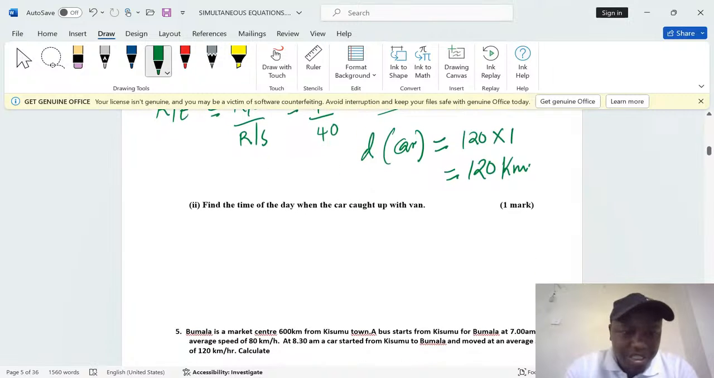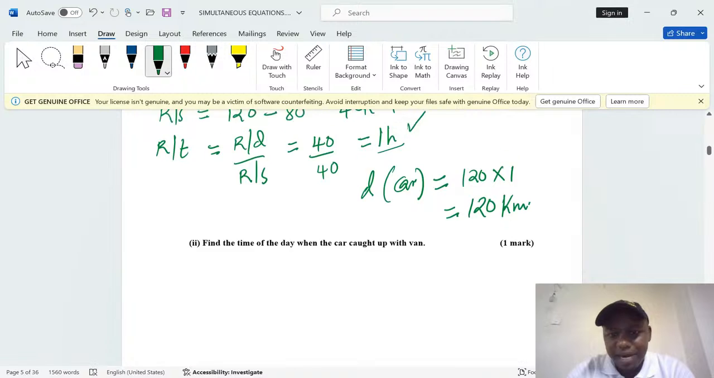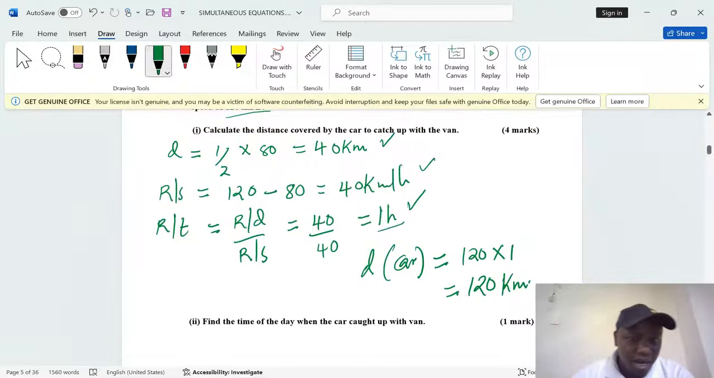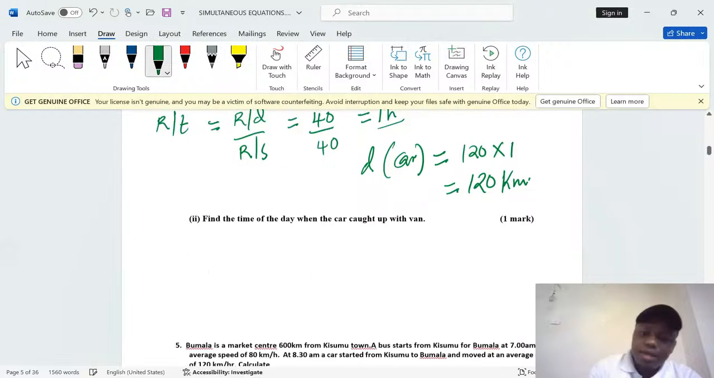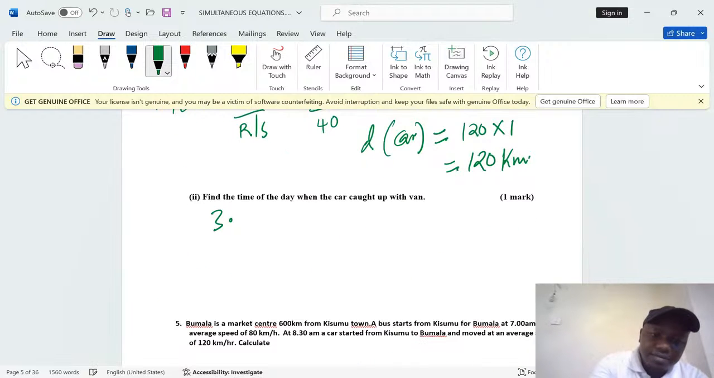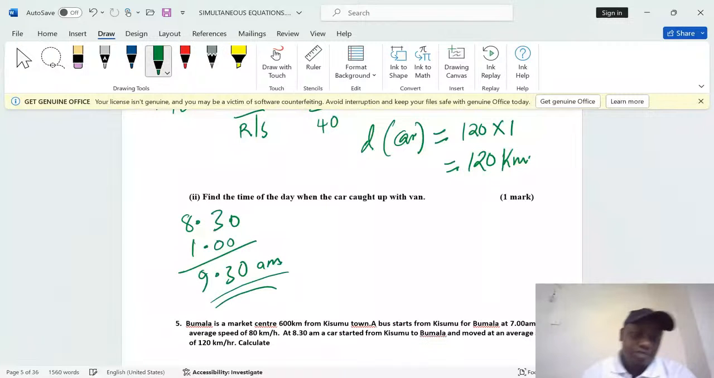Then there is part 2 now. Find the time of the day when the car caught up with the van. They are catching up after 1 hour, and the car started moving at 8:30 a.m. Therefore, we need 8:30 a.m. plus 1 hour. This is giving us 9:30 a.m. the same day. So that is the time they are going to catch up. Time of the day when they will catch up.